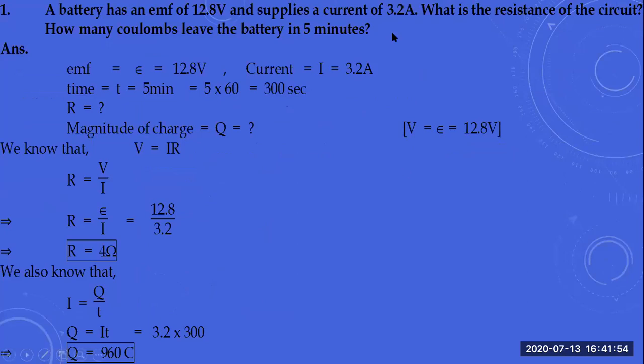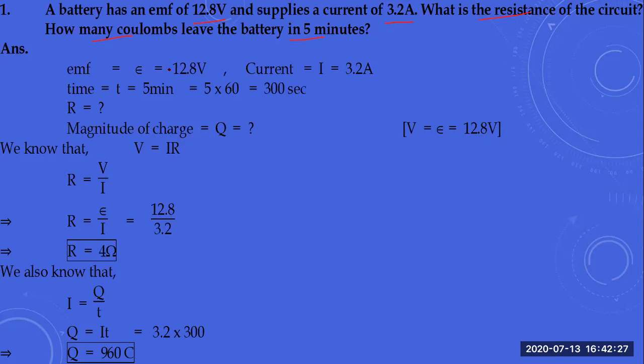This is the first problem which we are discussing now. A battery has an EMF of 12.8 volt and supplies a current of 3.2 ampere. What is the resistance of the circuit? How many coulombs leave the battery in 5 minutes?